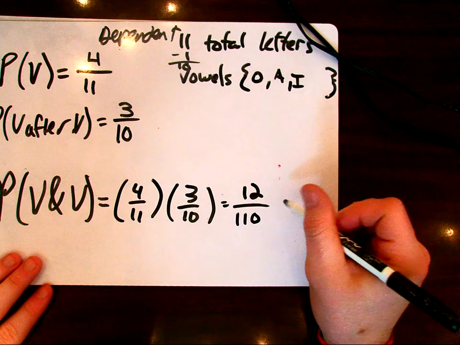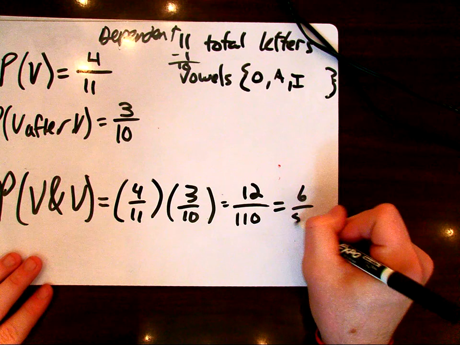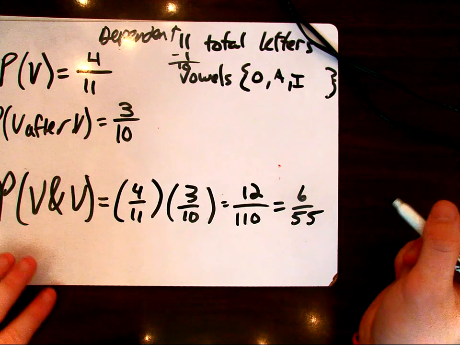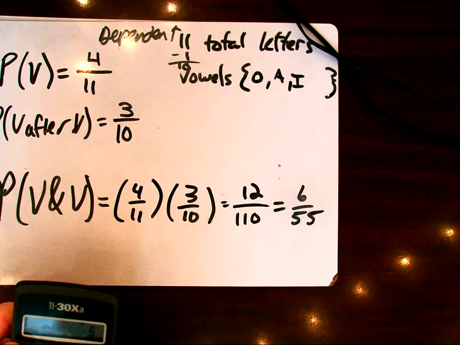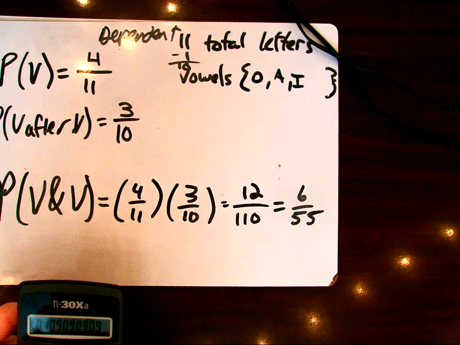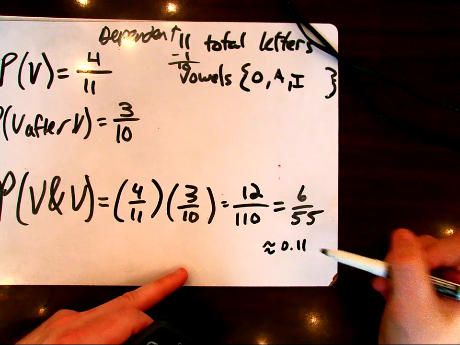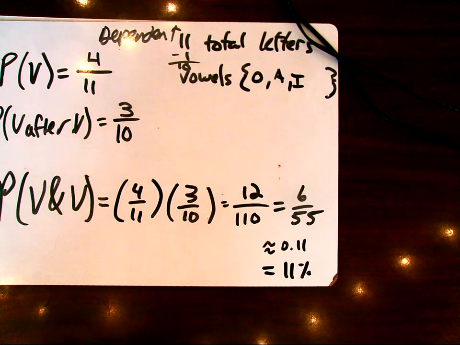Again, I can simplify those fractions. Start small: divided by 2 over 2, which gives us 6 over 55. And you know you're good. I can also get out a calculator real quick to give that decimal amount. I do 6 divided by 55, that's about 0.11, which is 11%. So make sure you can change between those fraction, decimal, and percent values.